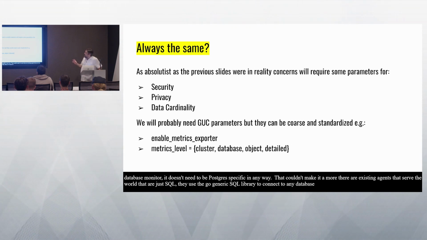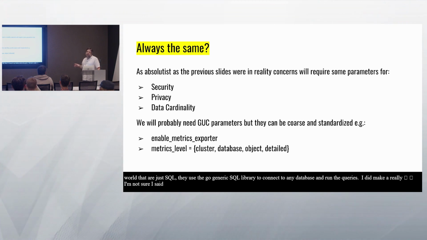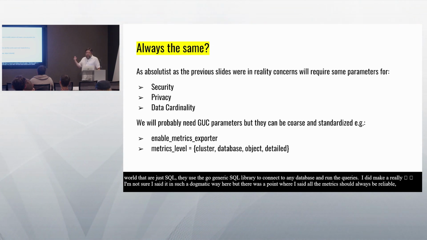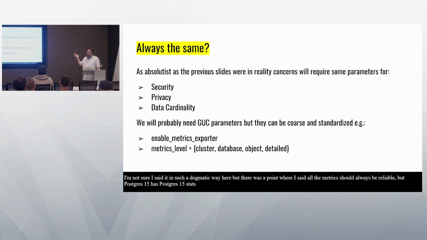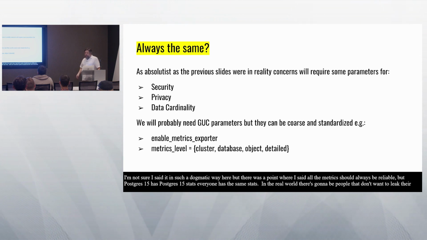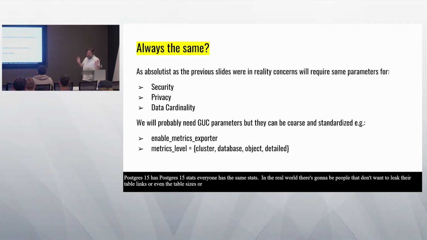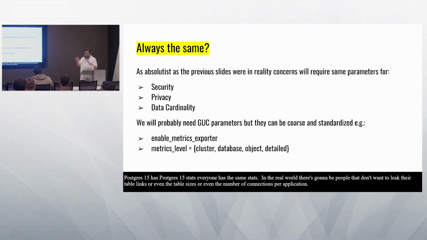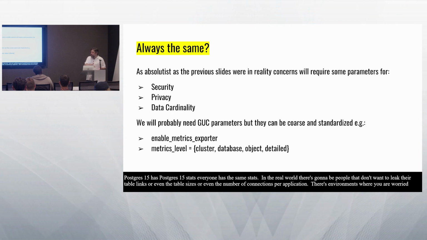And I'm not sure I said it in such a dogmatic way here, but there was a point where I said all the metrics should always be reliable. Postgres 15 has the Postgres 15 stats, and everyone has the same stats. In the real world, there are going to be people that don't want to leak their table names, for example, or even the table sizes, or even the number of connections per application. Like, there are environments where you're worried about leaking data that most people would not consider a leak.